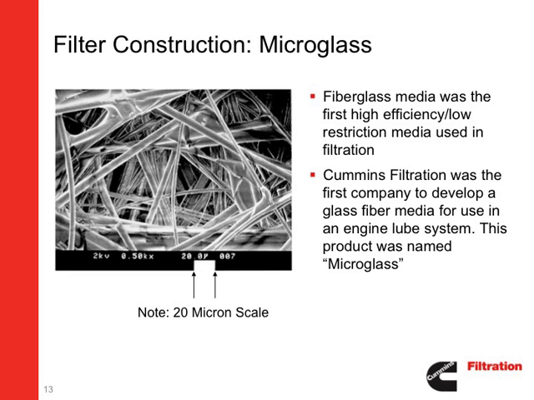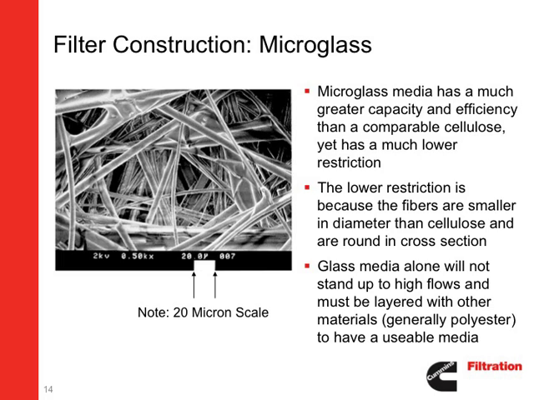Cummins Filtration was the first company to develop a glass fiber media for use in an engine lube system. This product was named Microglass. Microglass media has a much greater capacity and efficiency than a comparable cellulose filter, yet has a much lower restriction.